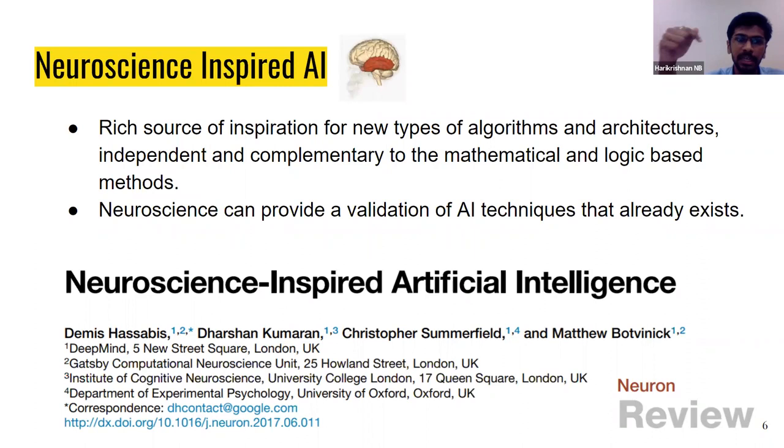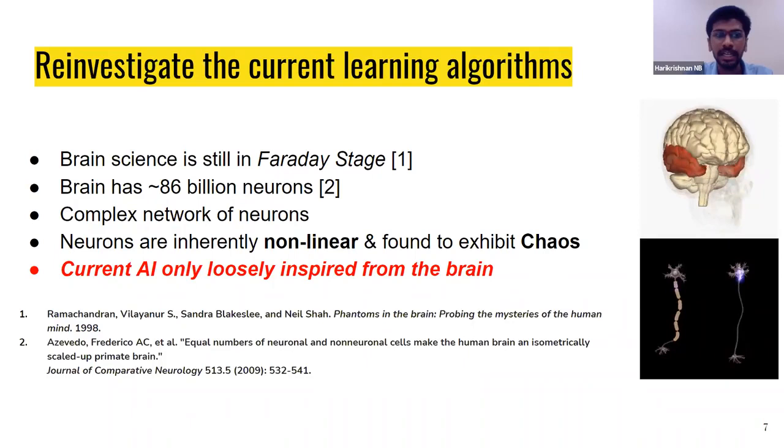If something is there in the brain, something which we know is an integral part of learning, then it is a validation that such an algorithm, if you are trying to make one, must be an integral part of learning. So neuroscience can provide a validation of AI techniques that already exist. Now this motivates us to reinvestigate the current learning algorithms.